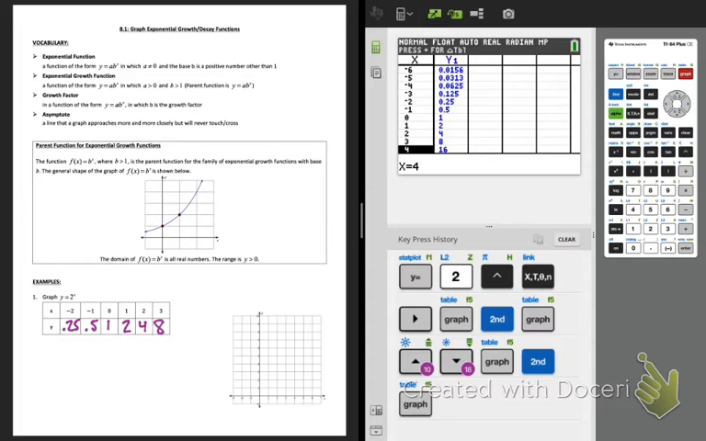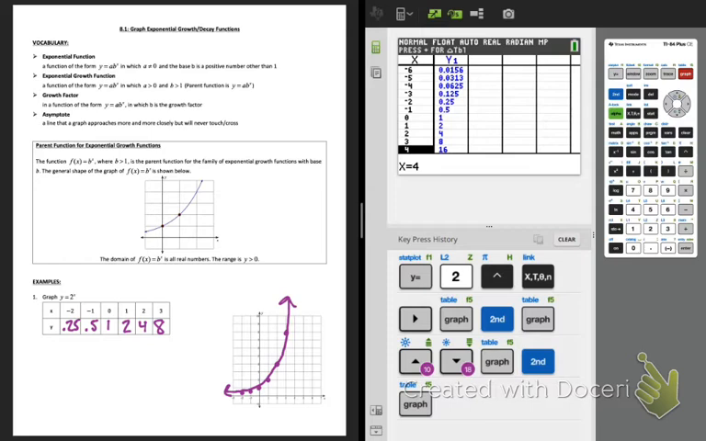So again, we're going to plot all these things here. And we'll straighten that out a little bit. And there is my exponential graph. Now, the other thing we're going to identify with this is our domain and range.